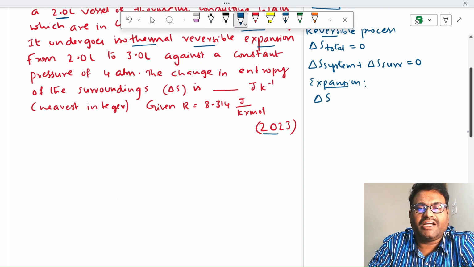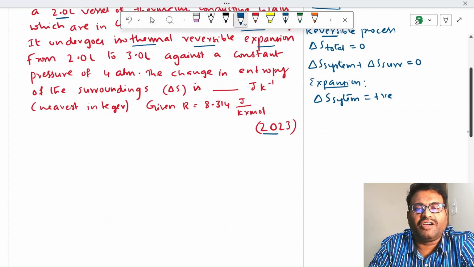So delta S of the system will be positive. That means the change in entropy of the system will increase due to more intermolecular space. The molecules find more space to move, they move randomly, so entropy increases.